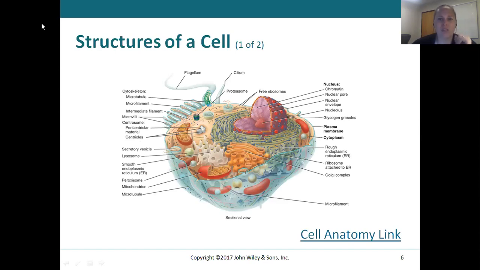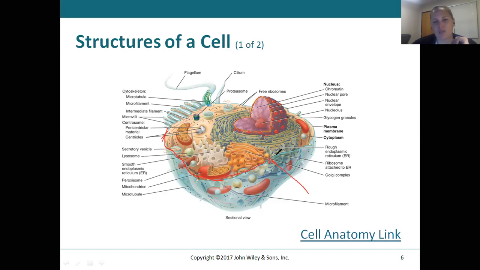For the structures of the cell, it's important that we start where our discussion today will start, which is with the plasma membrane. The plasma membrane is basically everything that is encompassing the outside of the cell here. You can see I'm tracing around the plasma membrane of the cell. Now the plasma membrane is a double layered structure. I'm just drawing an arrow to it. Again, it's encompassing everything within the cell.